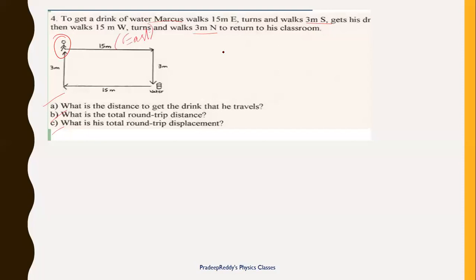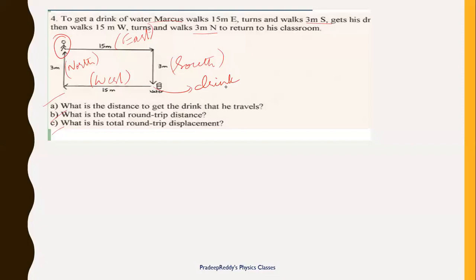And then he is walking south. And then he is walking west. And then finally he is walking north. Right? Here is the person, he is starting from here, and at this point he has the drink.